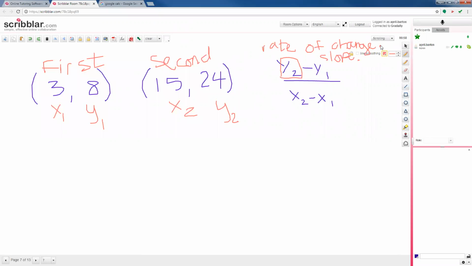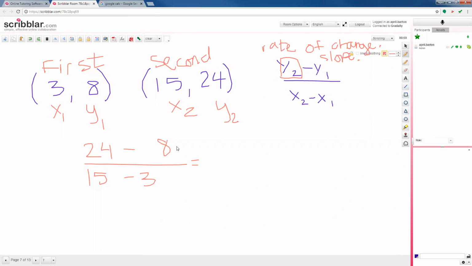So what number are we going to replace y2 with? What number is the y2 value? 24. Good, 24, thank you. That is correct. That's the y value of the second point. So that's y2. Okay, what do we put in for y1? 8. Good. 24 minus 8. So then we do the same thing with the x's. 15 minus 3.